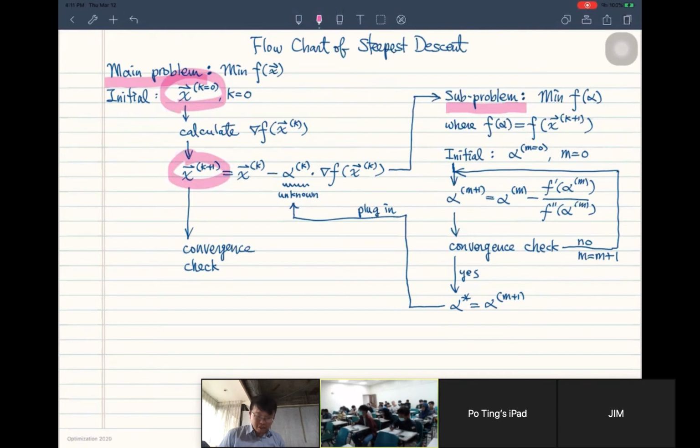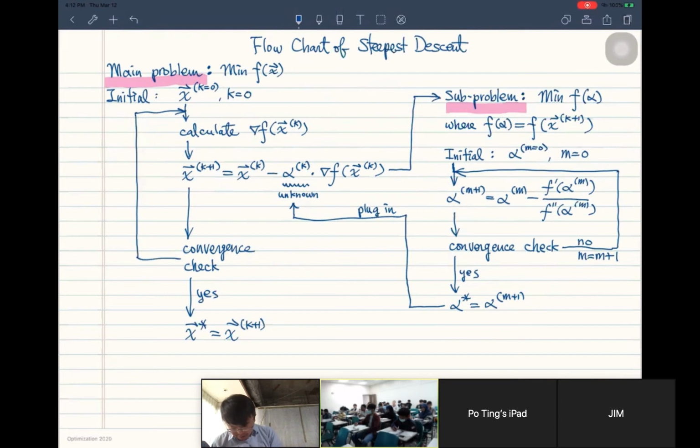Over on the right hand side in the subproblem, when you do the convergence check, you are checking this and this. Right? Different. This is checking of alpha. This is checking of x. Okay, so different. When you do the convergence check, if yes, then your optimal x will be your last design. If no, then you need to go to here. And of course, k equals k plus 1.